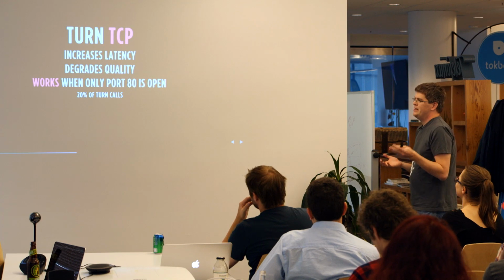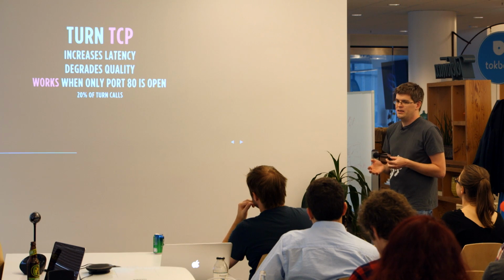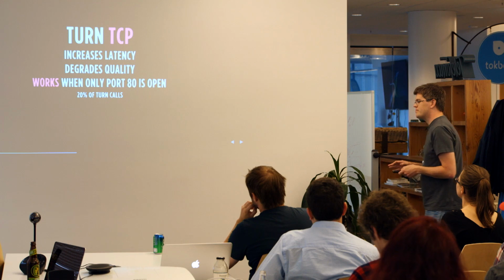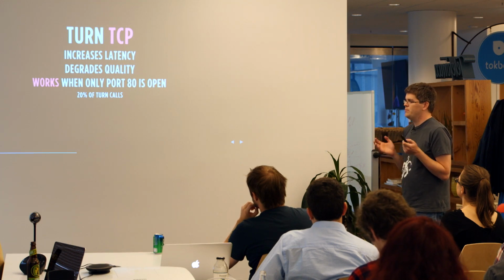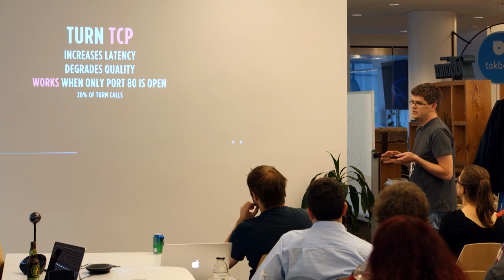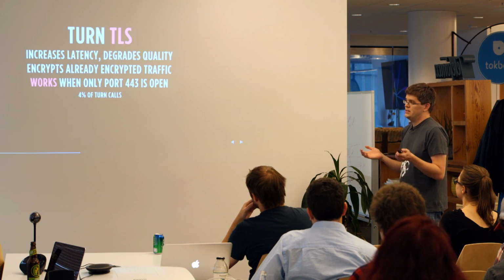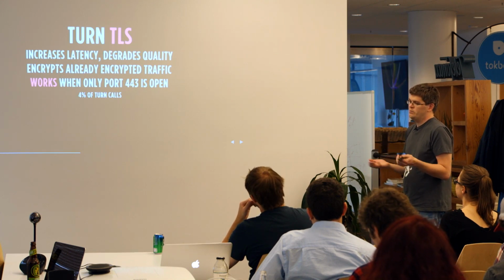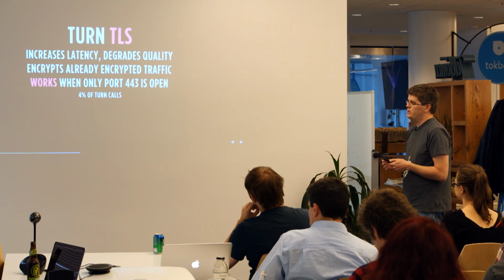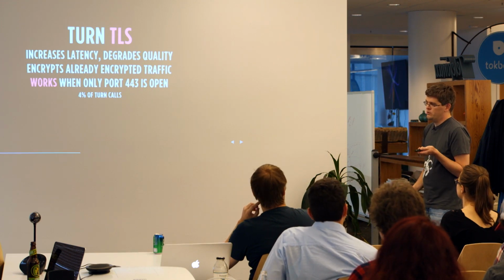So TURN TCP, it's running media over TCP. It increases the latency, it degrades the quality, even though it's better than back in the old days of Flash and RTMP. The big advantage is it works when only port 80 is open. So for us, that's about 20% of the TURN calls that need that. TURN TLS, like TURN TCP, increases the latency and degrades the quality. It encrypts already encrypted traffic, so you need more CPU power to run it. But it works when only port 443 is open. That's 4% of the TURN calls for us.